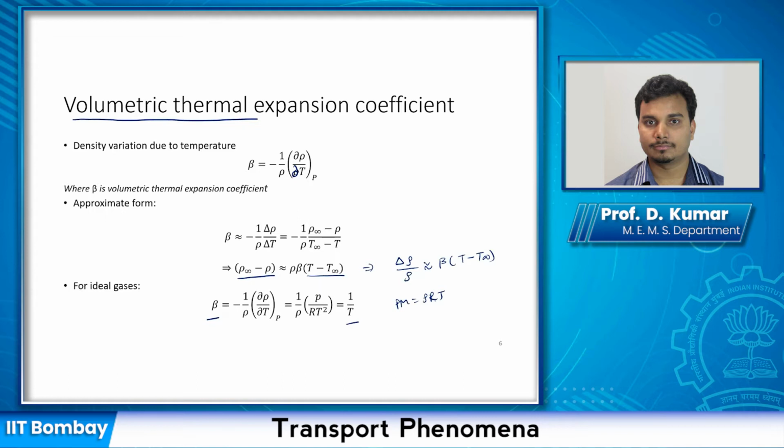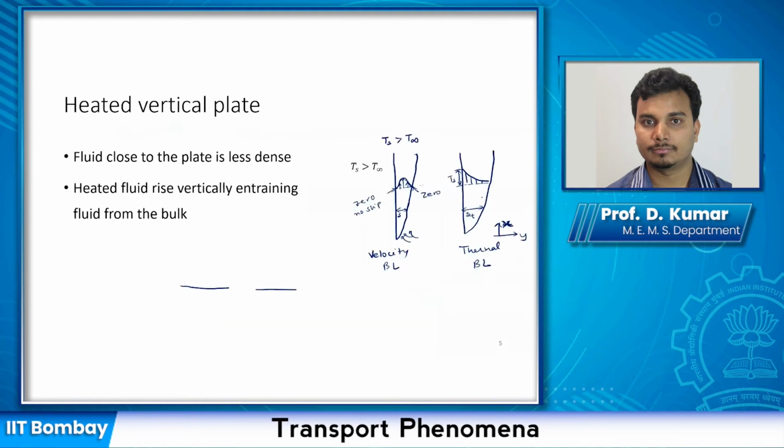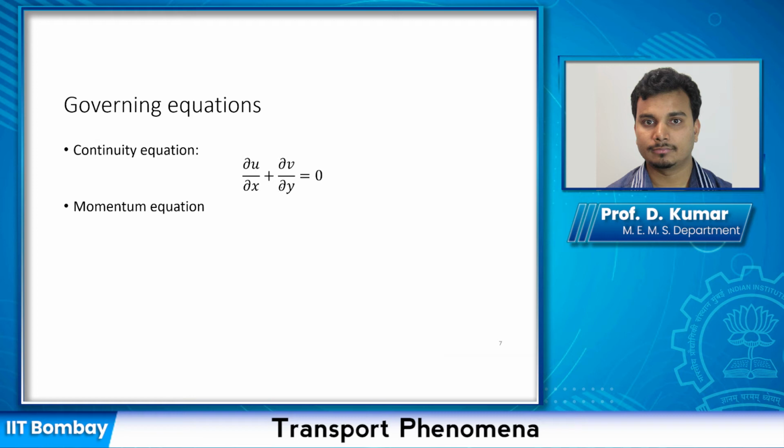Okay. So let's look at the governing equation for this case, that is heated vertical plate. So we start with continuity equation, which is dou u by dou x plus dou v by dou y. So recall that for us this Ts is greater than T infinity, and our x is in upward direction and y is in this direction.